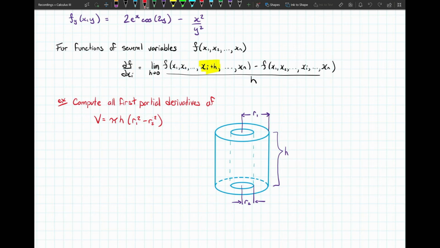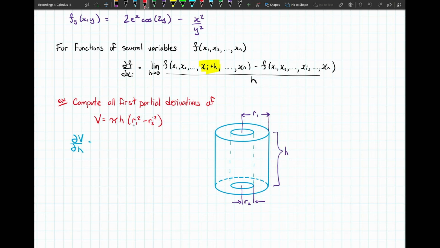Now, we can take a look at how V changes with respect to h. In this case, it would probably be better to use Leibniz notation, del V by del h. And I'm using that simply because I haven't used function notation yet at all. I haven't written V as a function of r1, r2, and h. So I'll use Leibniz notation. And here we're going to be treating r1 and r2 as constants. And of course, pi is always just a mathematical constant.